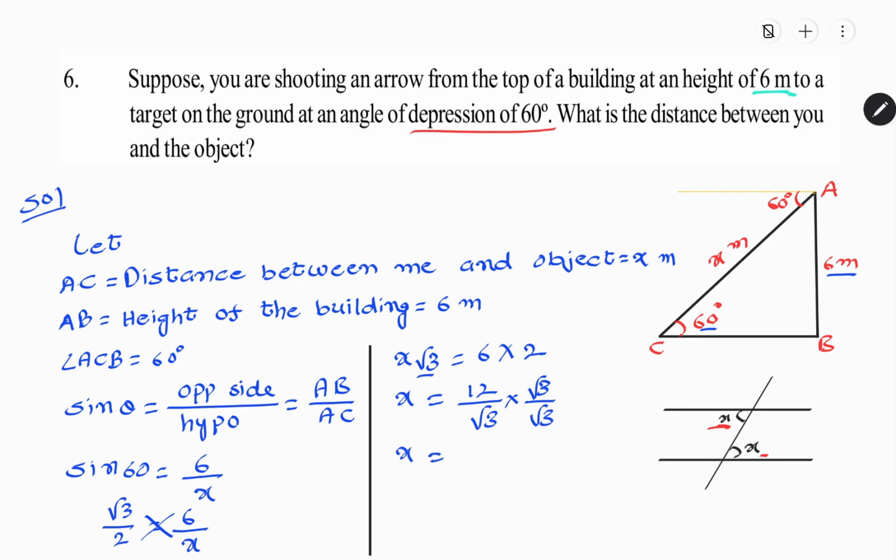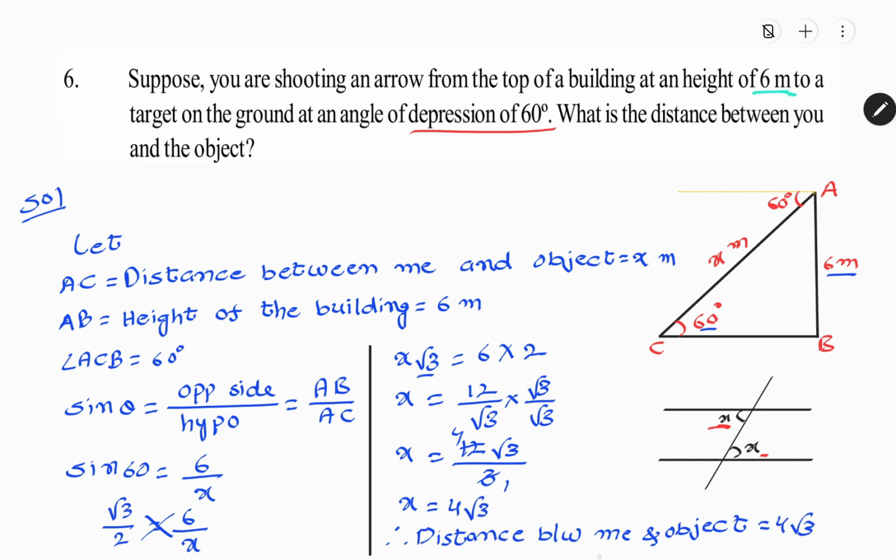X is equal to 12 into root 3, 12 root 3, over root 3 into root 3, which is 3. 3 1 ja 3, 3 4 ja. X is equal to 4 root 3. Therefore the distance between me and the object is equal to 4 root 3.